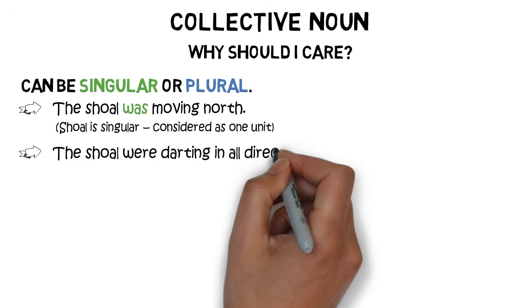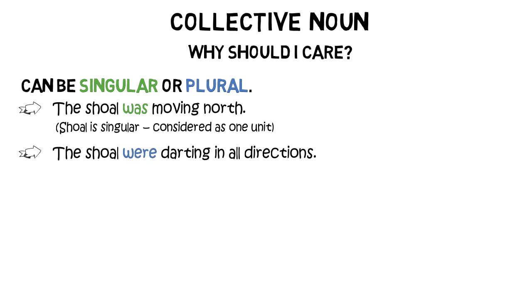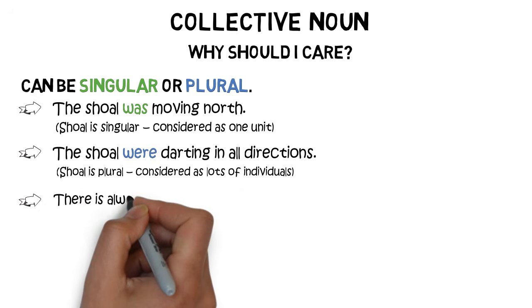The shoal were darting in different directions. So this conjures an image of all the fishes going in different directions. So the shoal is considered as plural. So you consider all the individuals within the group.